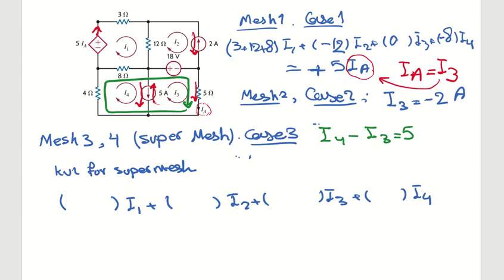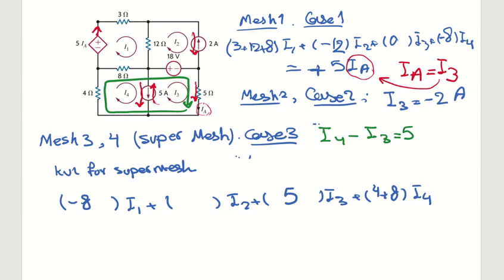So the coefficient for I3 is going to be all the resistors in mesh number 3 but not in mesh number 4, which is 5. The coefficient for I4 is going to be all the resistors in mesh number 4 but not in mesh number 3, which is 4 plus 8. For the other currents, we check what is shared with those currents and the super mesh. So I1 is sharing the 8 ohm resistor with the super mesh, so the coefficient is going to be negative 8.